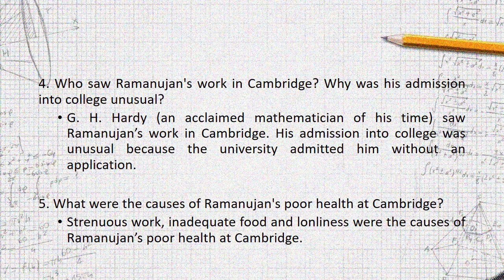Question 4. Who saw Ramanujan's work in Cambridge? Why was his admission into college unusual? Ramanujan sent his papers to a person in Cambridge. Who was he? G.H. Hardy, an acclaimed mathematician of his time. Acclaimed means who is famous, whose work is appreciated. So, G.H. Hardy, who was an acclaimed mathematician of his time, saw Ramanujan's work in Cambridge.